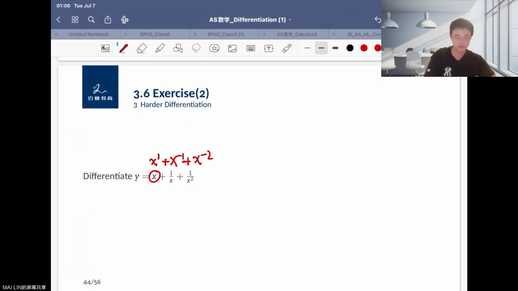So for the first differentiation, we first put the power in front of it, so it's 1 times x, then the power minus 1, which is 1 minus 1. For the second, we put the power negative 1 in front of this, so it's plus negative 1, and then the power minus 1 is x to the power of negative 1 minus 1. Then for the third, we first put the power in front and make the power minus 1, so it's negative 2 minus 1.